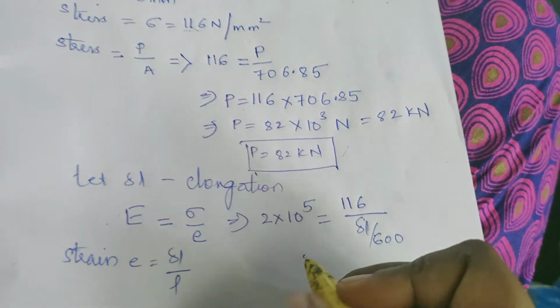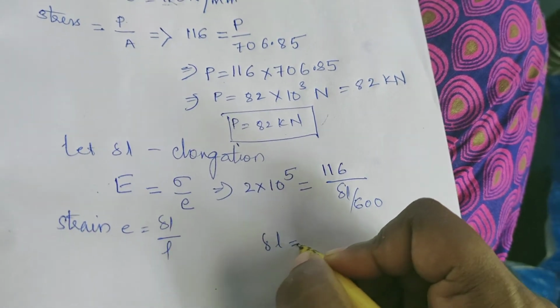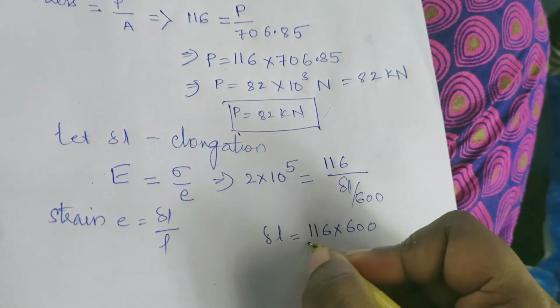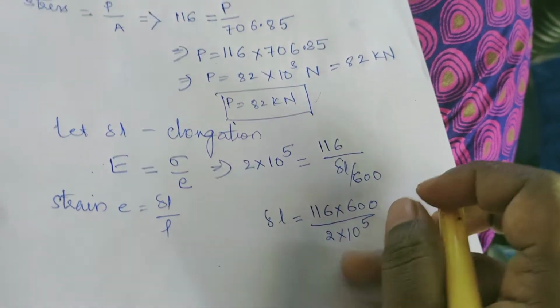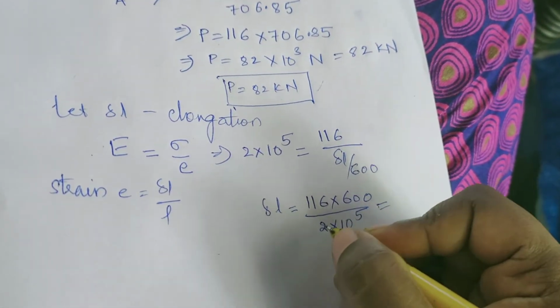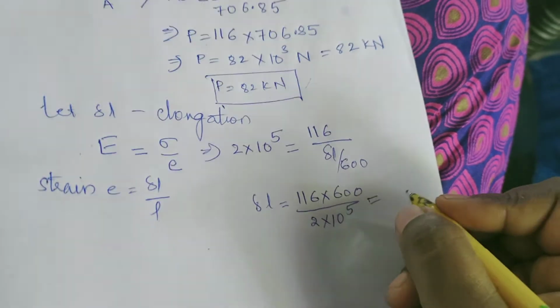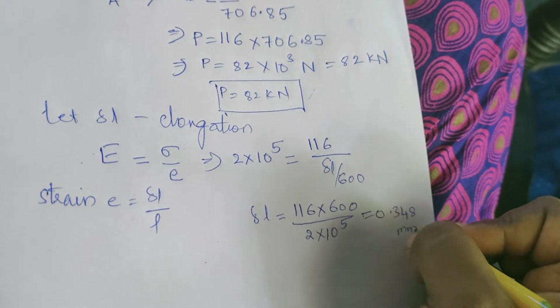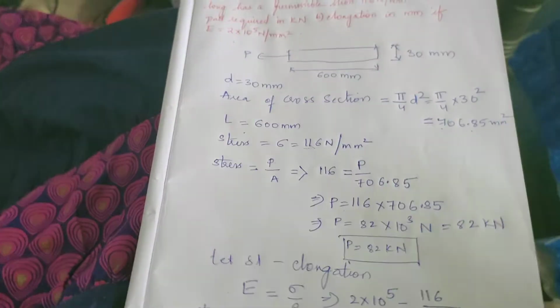Now if I want delta L, it is simply 116 into 600 by 2 into 10 to the power of 5. This value you will get is somewhere around 0.348 mm. So these are the values that we found. For this kind of problem you need to calculate like this.